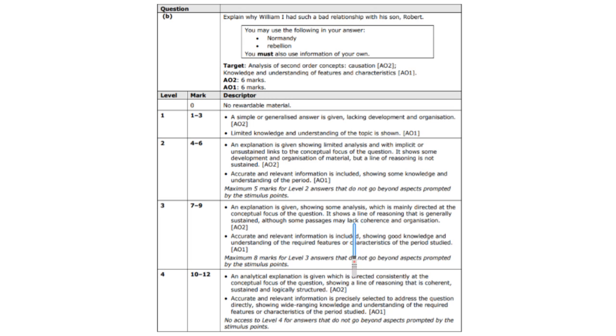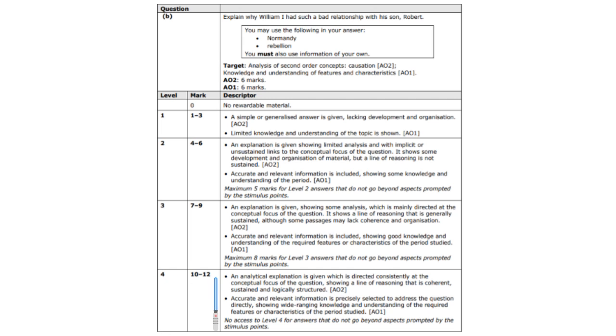This led to William's bad relationship with his son because, okay? And then you link it back. So therefore, the relationship had to stay sour, something like that. You make sure that you've got a point, an evidence, an explanation. You might even start to link it to some of the other paragraphs. But remember, this is a 12 marker. It is not a full essay.